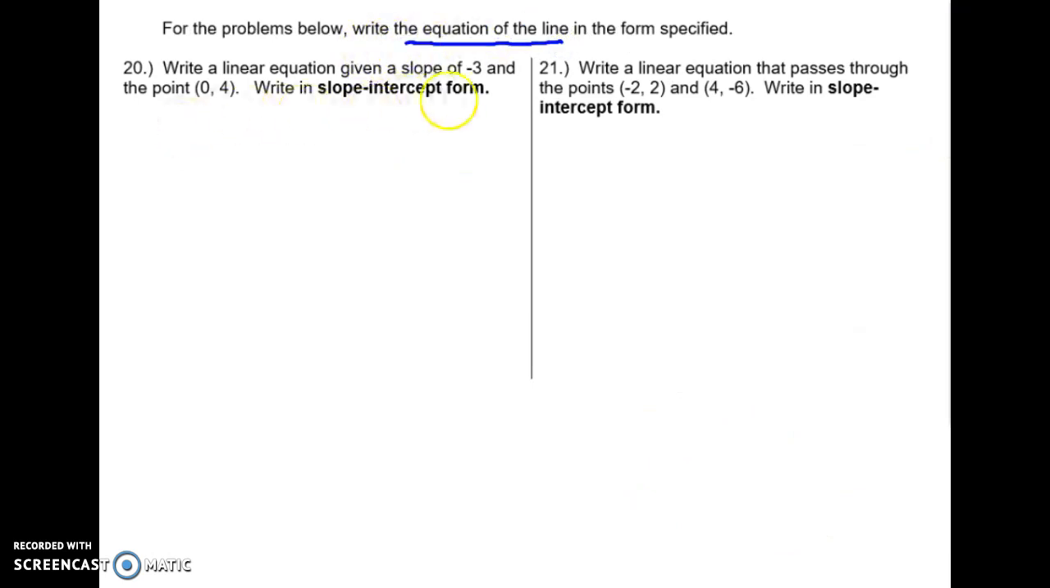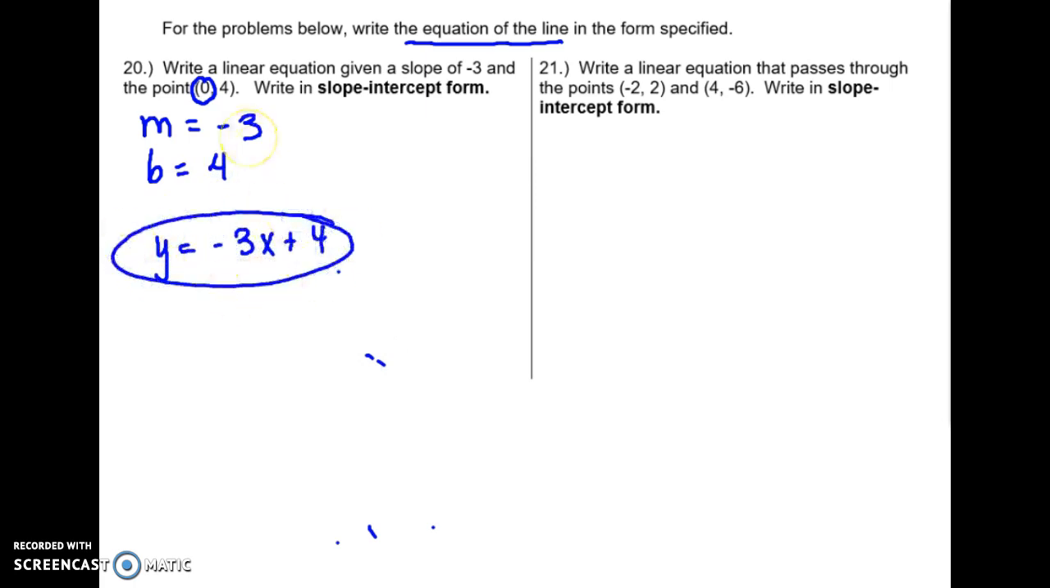Okay, number 20, we want to write the equation of the line. So write a linear equation given a slope. So there's our slope that is given, and the point (0, 4). Well, that (0, 4) is a nice point because it starts with 0. So we know actually that that's our b. All right, so that makes it easy. Y is equal to negative 3x plus 4. Okay, now the point given isn't always going to start with an x value of 0. It's not always going to be the y-intercept, so be careful.